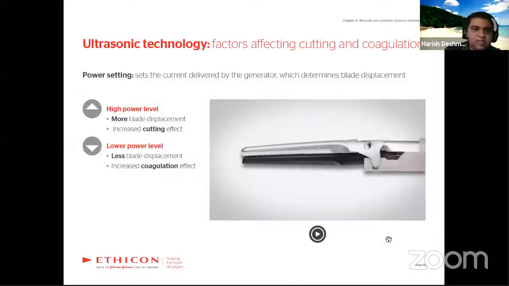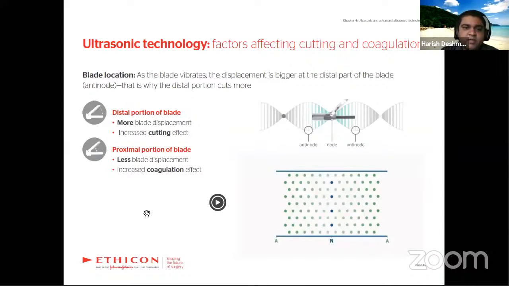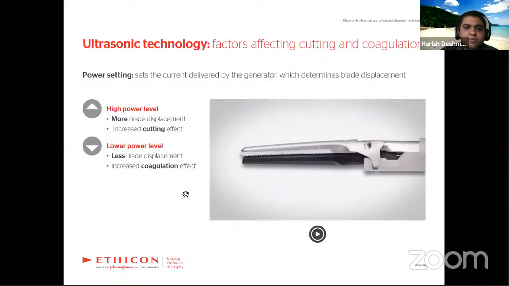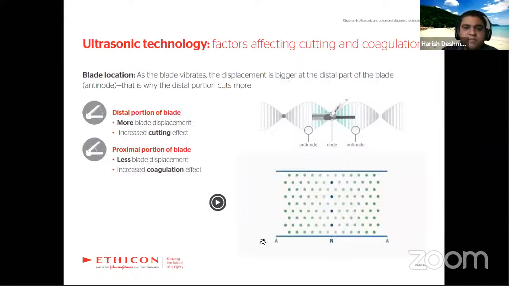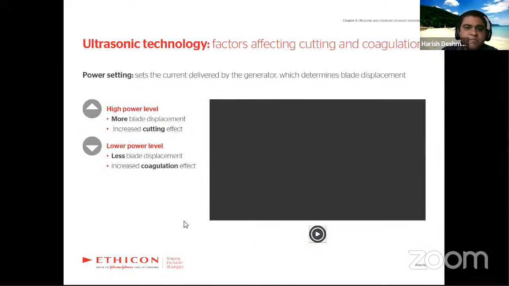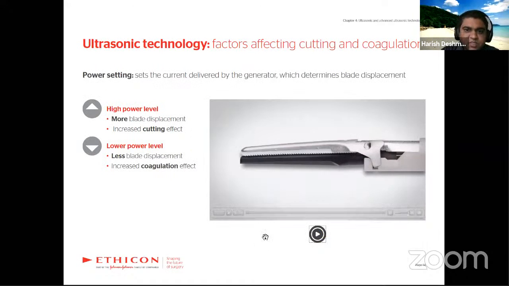So the factors affecting this, we have already spoken about. High power levels will give you increased cutting speed. Low power levels will give you more coagulation effect. So how does this work? You can see in this picture that blade movement will be lesser in case of lesser power level.